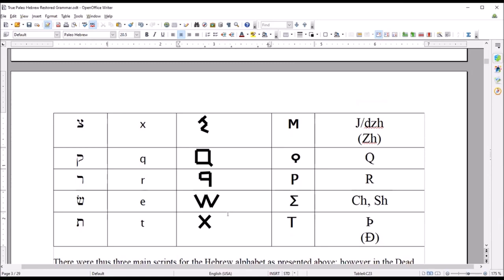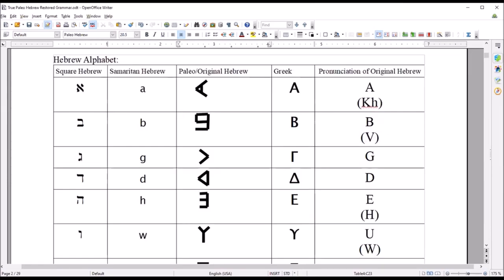So hopefully, going through this with you guys, you now see that the English alphabet is clearly derived from the Hebrew, and that they correspond. Now that we know that they correspond, we can have a better idea to try to figure out what the original pronunciation may have been of Hebrew.